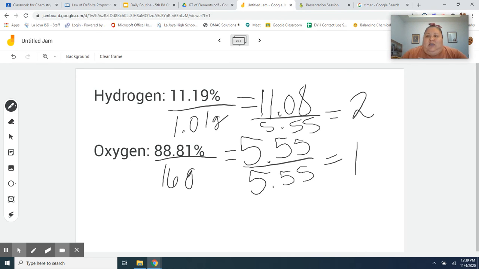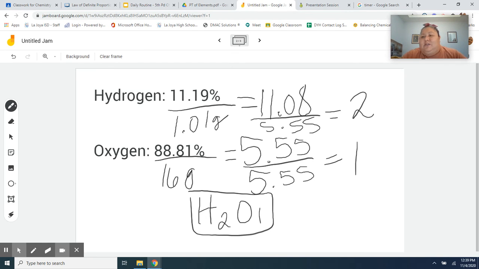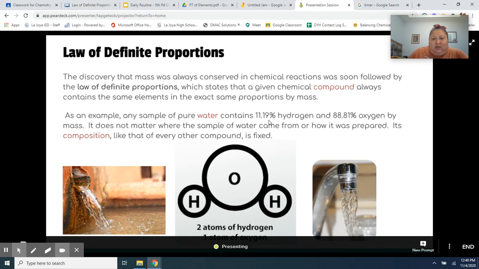So if I were to compare, this is what I end up with. Is that the correct formula for water? Does water have 2 hydrogens and 1 oxygen? Sure it does. Everywhere around the world, it doesn't matter where you get your water from, that amount will not change. It does not matter where the sample of water comes from or how it was prepared. Its composition, like that of every other compound, is fixed.